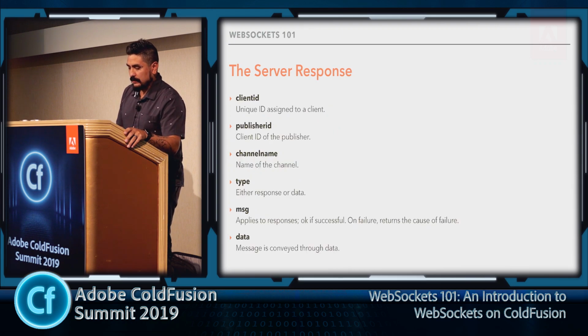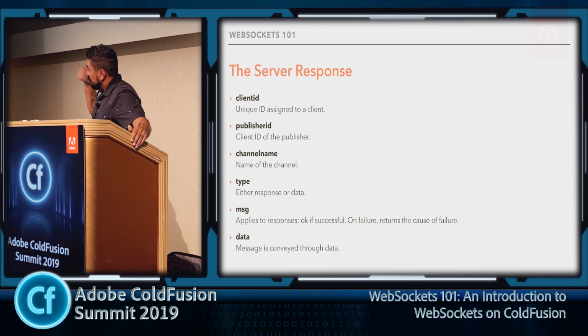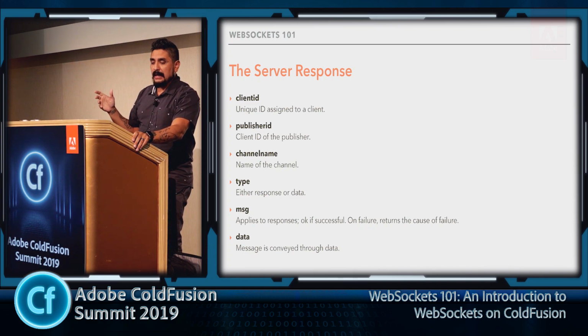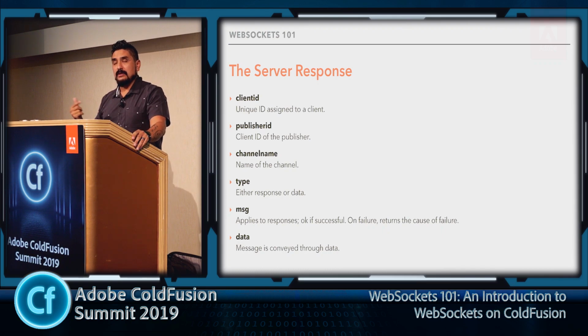So, the server response. When you get back from the server response, there are more keys than these, but these are the ones that you probably work with the most, so that's why I broke them down here. The client ID is the unique ID that's given to you when you subscribe. This is your ID. The publisher ID is there if the message comes across and somebody else sent it. It's their ID that comes, so you can have an idea of who it is.